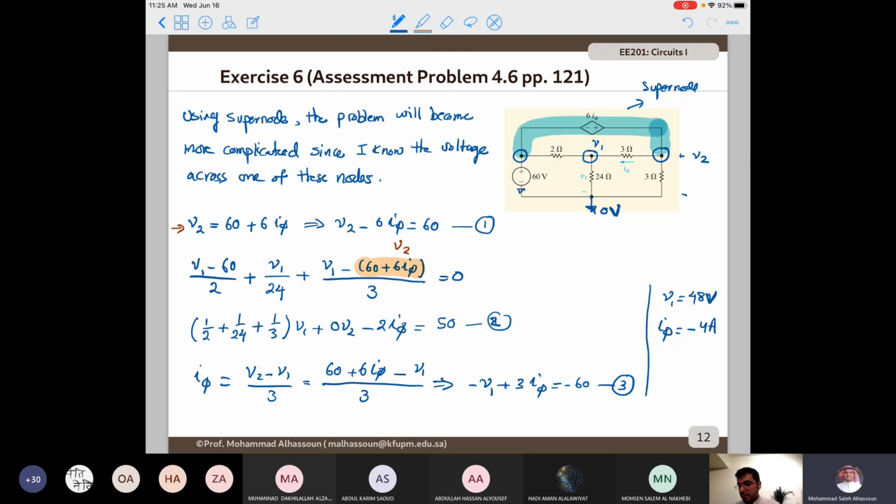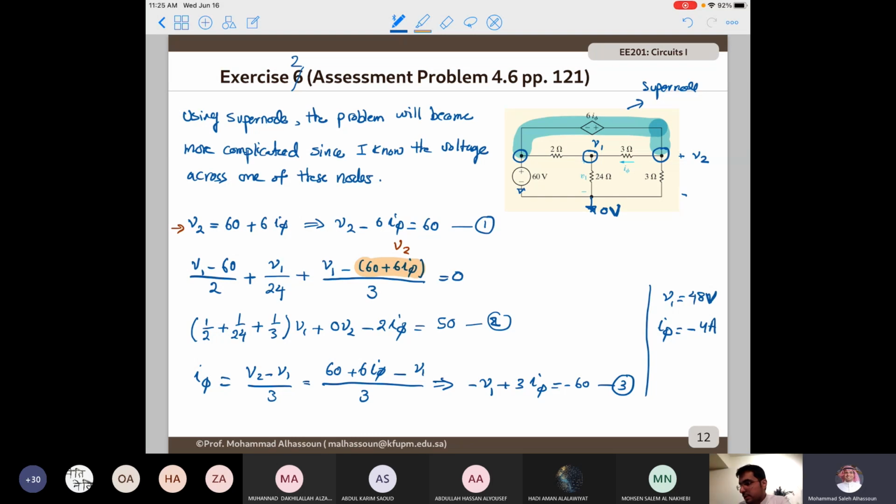So this exercise, the last one, is just to show you that yes, in most cases, the supernode will be a good choice. But remember here, if you're applying the node voltage method, you're trying to solve for KCL. So if you cannot find an expression for the current in terms of the voltage, you cannot relate the current to the node voltage, then probably this is not your best bet here. So you should look for an alternative here.